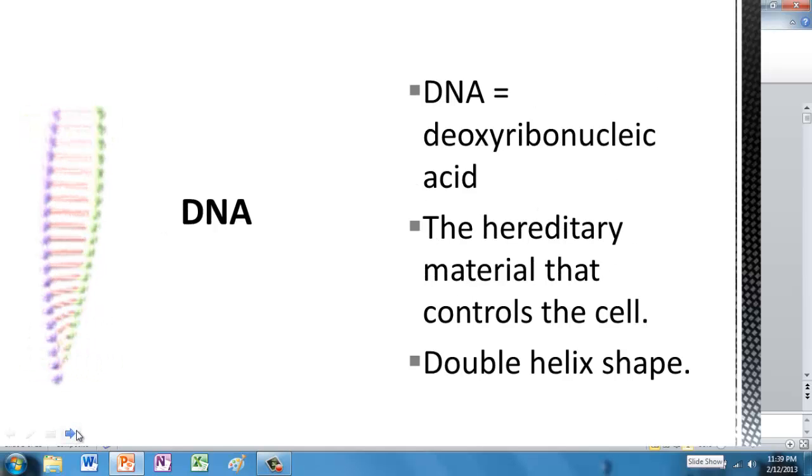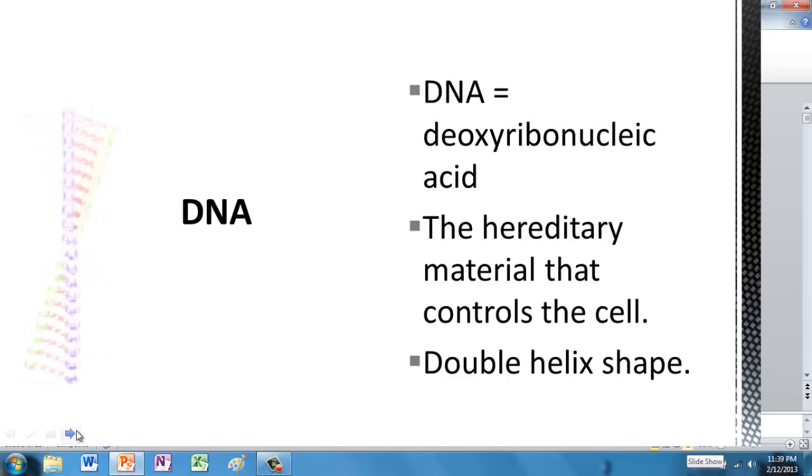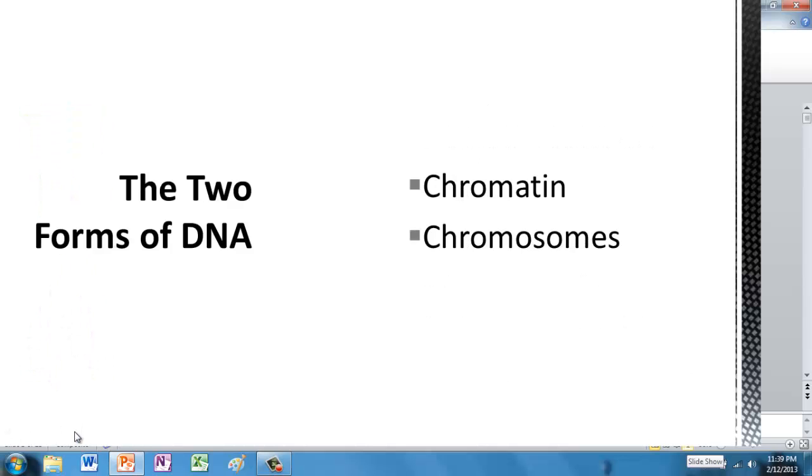But first, let's talk a little bit about DNA. A lot of you have heard about DNA, deoxyribonucleic acid. It's the hereditary material that controls the cell. And it has a really unique shape. It's called the double helix. You can see it looks like a ladder that's been twisted. We're going to go into some of the details of DNA in another lesson.